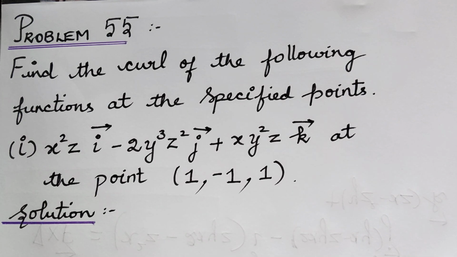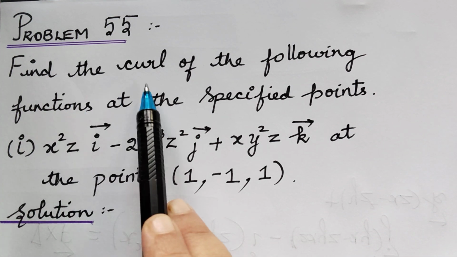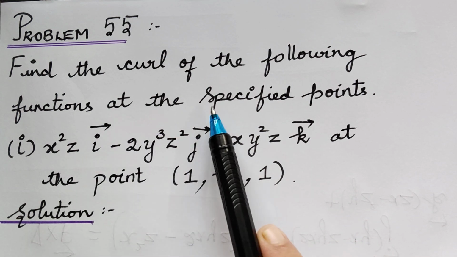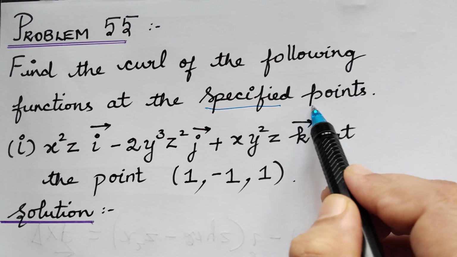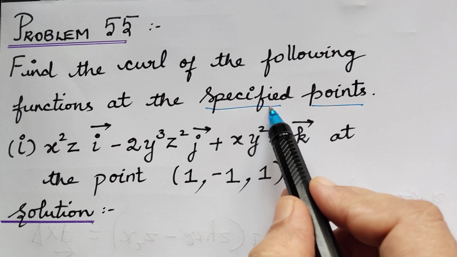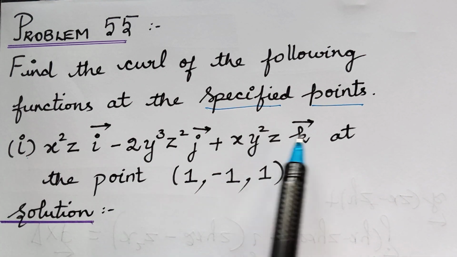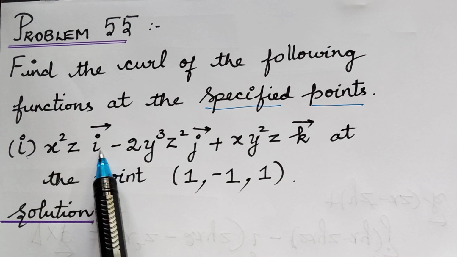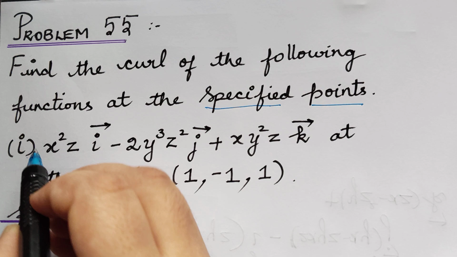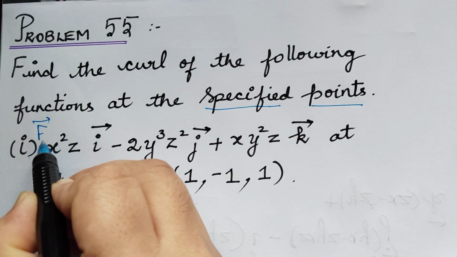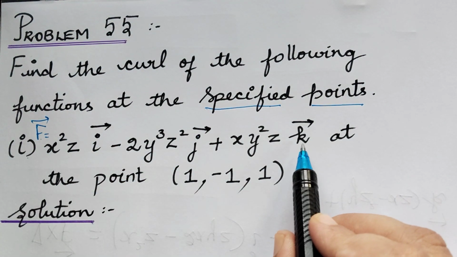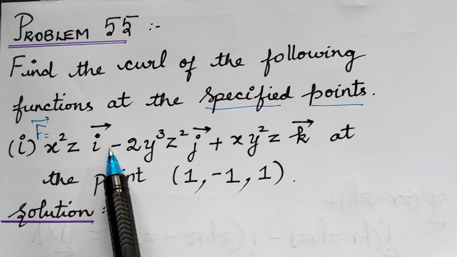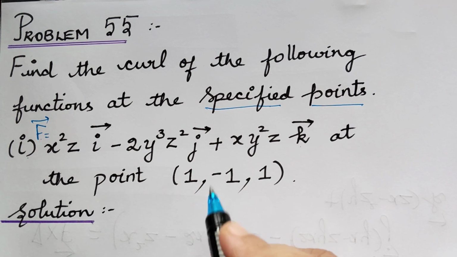Dear students, under the topic curl of a vector point function at a specified point, here we have the first problem. The question is: find the curl of the following functions at the specified points. We have two subdivisions under this topic. The first subdivision we will do now. This is the given vector point function. In fact, we can take it as f vector for representation. So this is the f vector and we have to find the curl of this vector point function at this specified point.